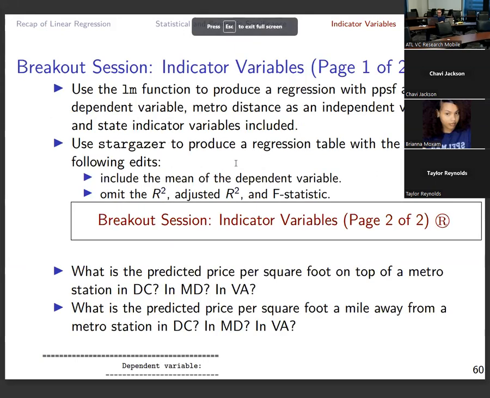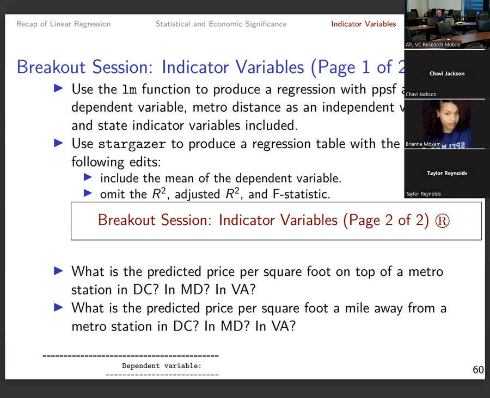All right, so I don't like doing breakout sessions virtually because I can't help you as much. I can't see your screens, things like that. So this one is just basically one that you should do on your own, which is really just going over what we did today in this last part about indicator variables with regards to the state indicator variable.